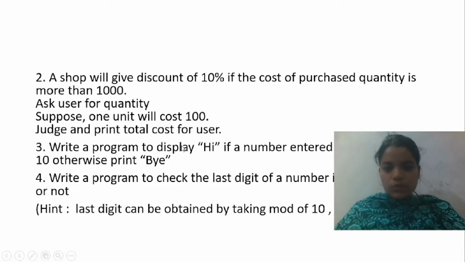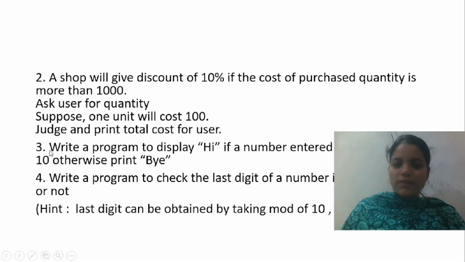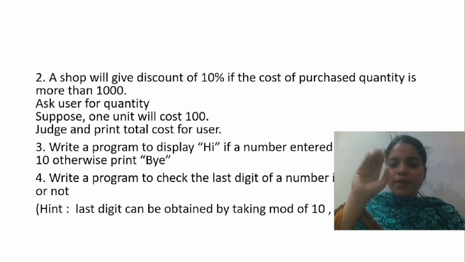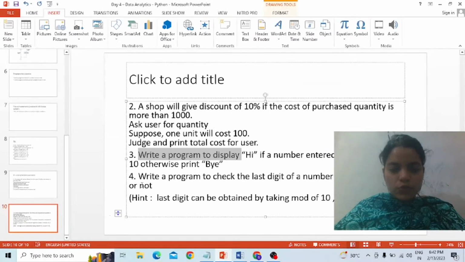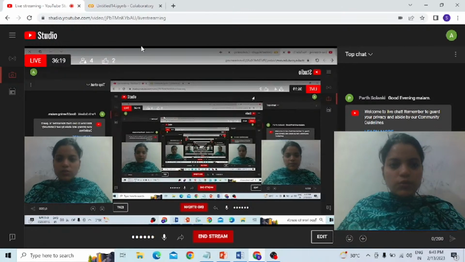Write a program to display high if the entered number is a multiple of 10, otherwise print by. Check the third numbered program which I've kept written. High should be printed if a number is a multiple of 10, otherwise by should be printed. How can I do that? I'm coding, you just keep checking whether it is right or not.